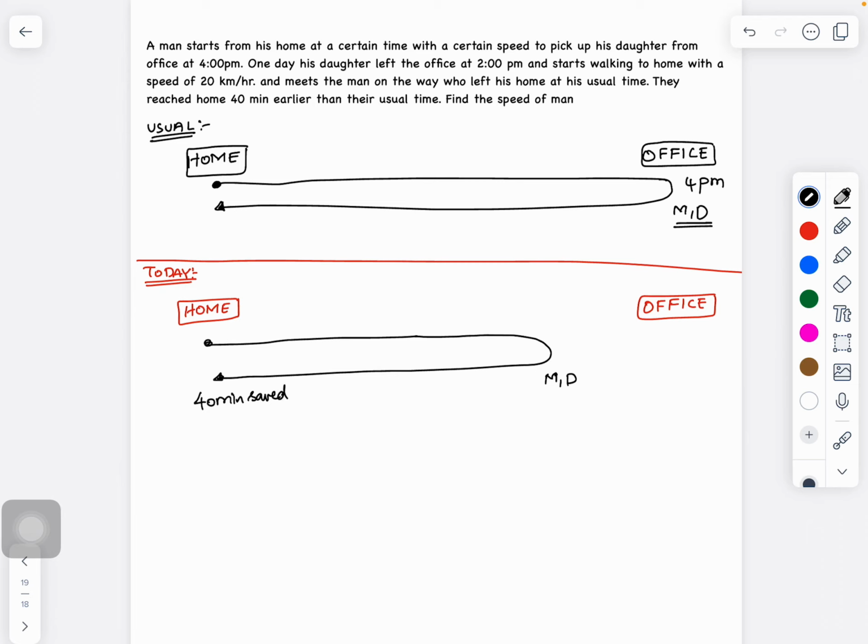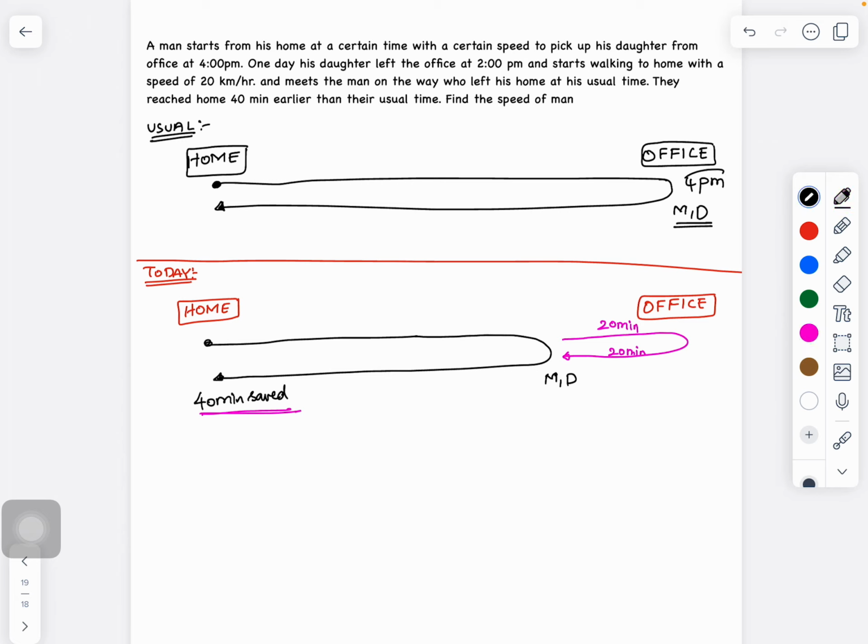And what can we infer from this? We can infer that man has saved 40 minutes because he didn't have to travel this distance two times. He didn't have to go from this point to office and from office to this point again. So he didn't have to travel this distance two times. Therefore, he has saved 40 minutes. So from this, I can conclude that the time taken for the man to cover this distance twice is 40 minutes, or the distance each time is 20 minutes.